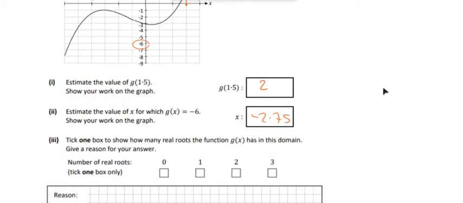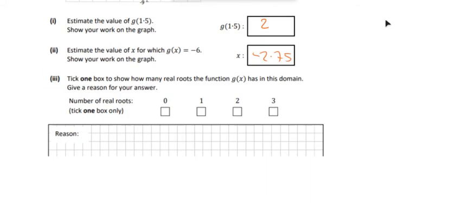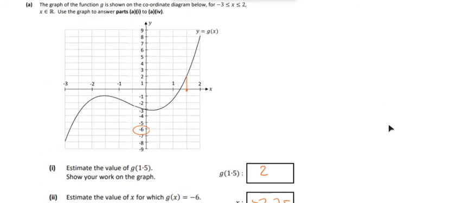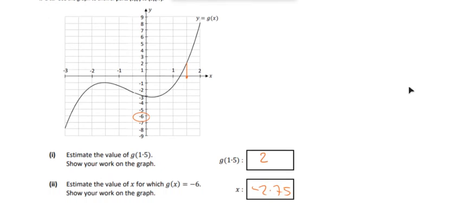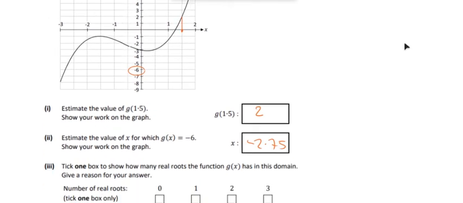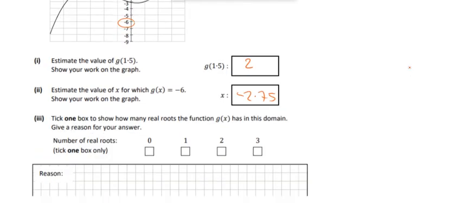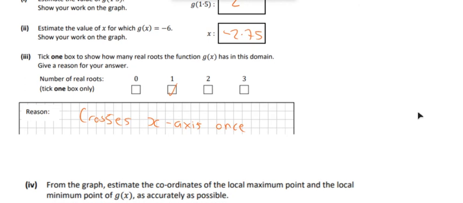Tick 1 to show how many real roots the function g of x has in its domain. Give a reason for your answer. So the number of real roots. We just have to look for places it crosses the x-axis. It only crosses the x-axis once here. So therefore 1 is our answer. So it crosses the x-axis once.